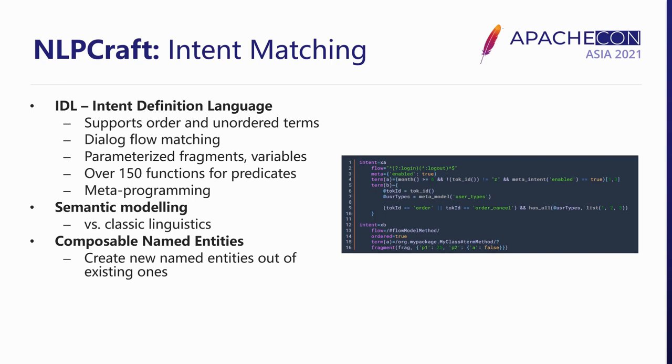One of the unique capabilities of NLPCraft is the ability to compose new named entities from the existing ones. A named entity recognizer is typically a very complex component to develop. NLPCraft's ability to simply construct new ones, Lego-like, from the existing building blocks is an industry first. Now, the reason we talked about named entities is because NLPCraft automatically parses the user input utterance into a set of named entity sequences that altogether act as an input to the intent matching algorithm.